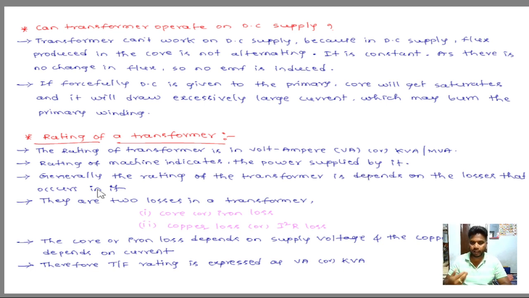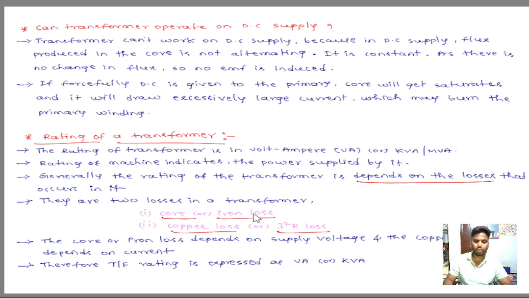Generally, the rating of the transformer depends on the losses occurring in a transformer. Generally there are two types of losses in a transformer. One is core or iron loss, and the next one is copper or I square R loss.